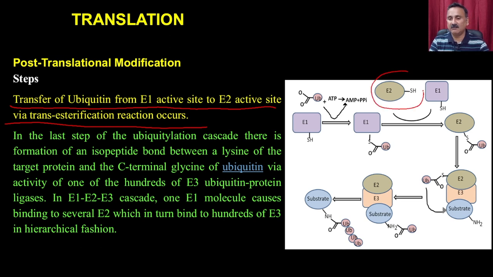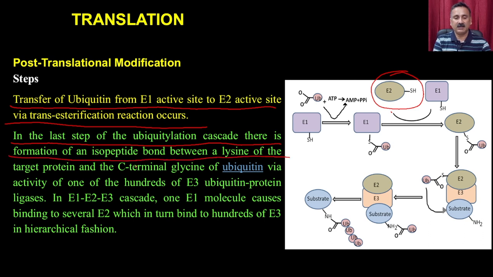Then you are going to have the entry of the E2 enzyme, and it is going to replace the E1 enzyme and form the E2 with the thioester linkage, where the ubiquitin is present. In the last step of the ubiquitinylation cascade, there is a formation of an isopeptide bond between the lysine of the target protein and the C-terminal glycine of the ubiquitin via the activity of the E3 ubiquitin ligase.